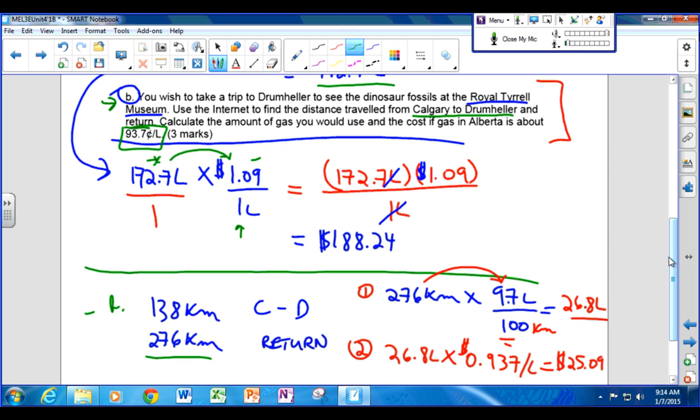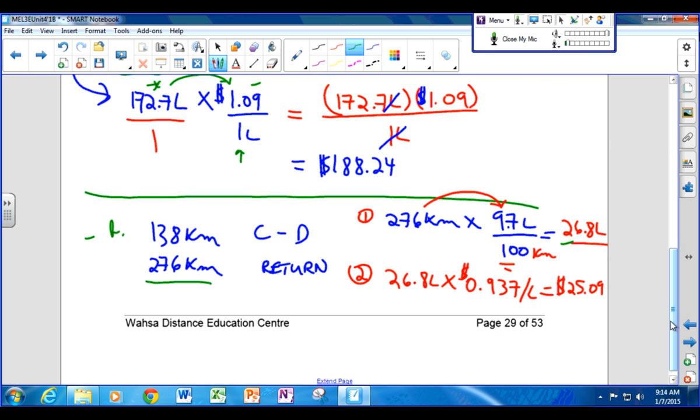It has some cost to it. So we worked out that we're going to use 26.8 liters, so 27 liters, and then it turns out that it costs us $25.09 to get there and back. It's not bad, but here's what you can do with that information. Let's say that there's a bunch of family, 4 or 5 of you, and you certainly don't want to take a taxi out there. That would probably be very expensive, but maybe there's a bus that goes out to Drumheller, right? And maybe that bus is $5 each, right? So then you can work out if maybe that's going to be cheaper than driving.